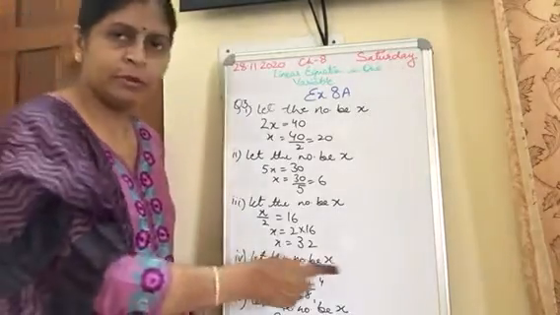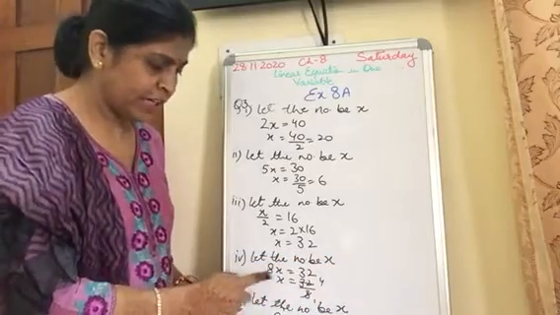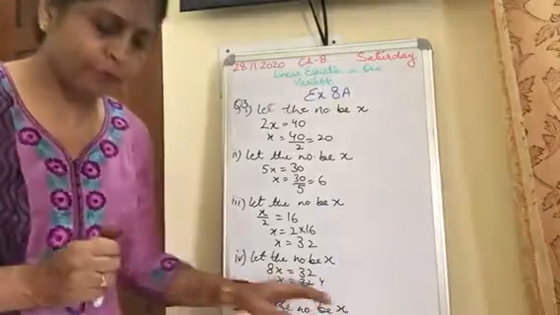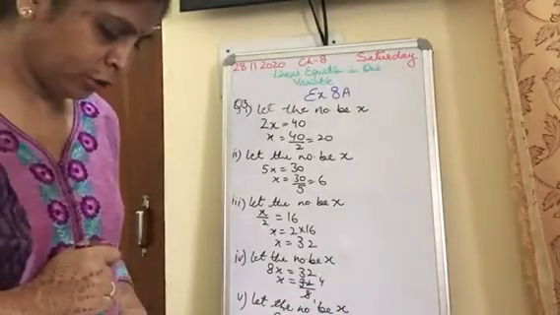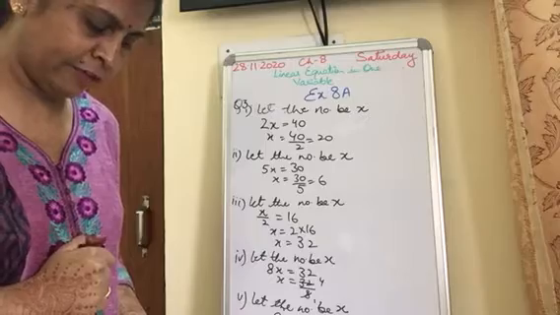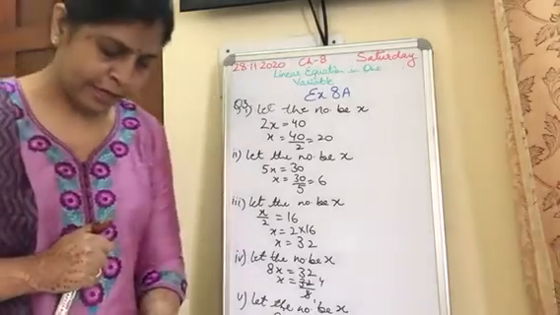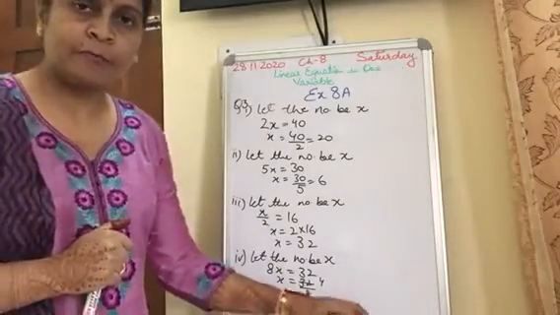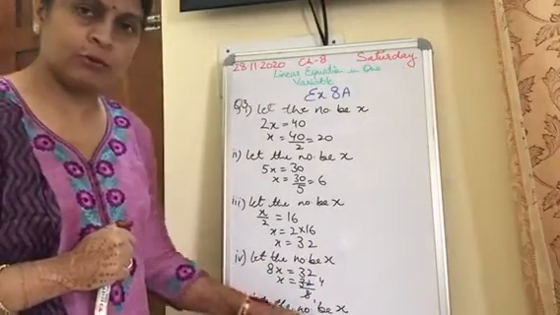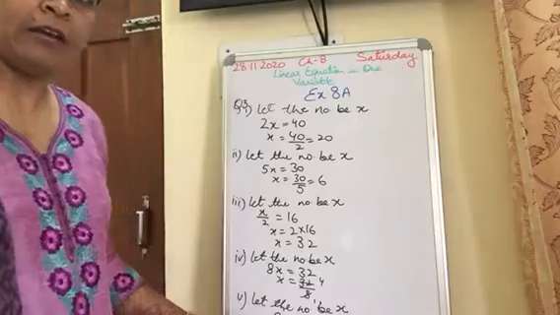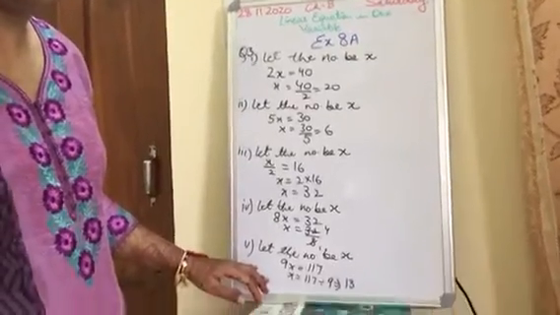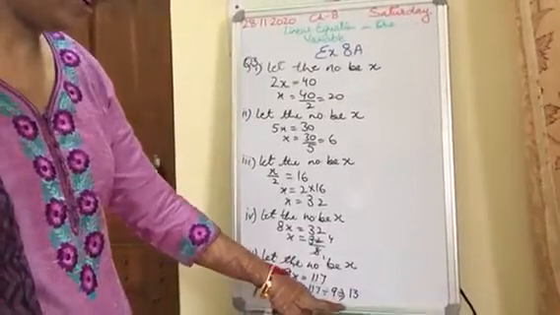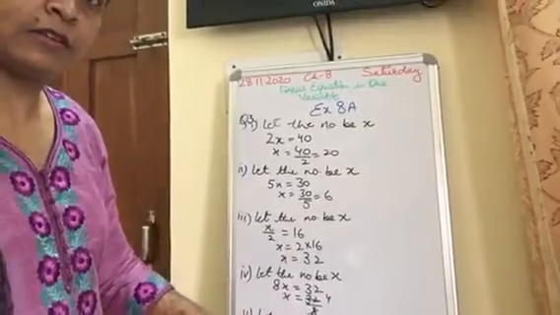Now next, the fourth part is 8 times a number is 32. So let the number be x. 8 times means 8x equal to 32. So x equal to 32 by 8, that is 4. Now the fifth part: I thought of a number, if I multiply this number by 9, it gives 117. So let the number be x. Multiply by 9 becomes 9x equal to 117, and when we divide, you will see that 117 divided by 9 equal to 13 is the answer of it.